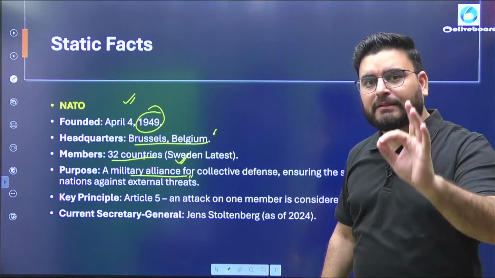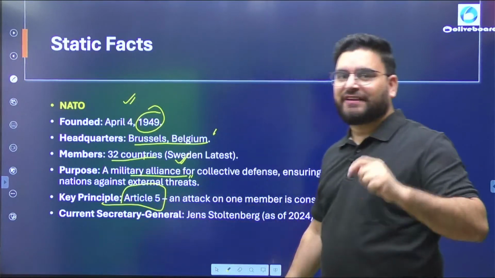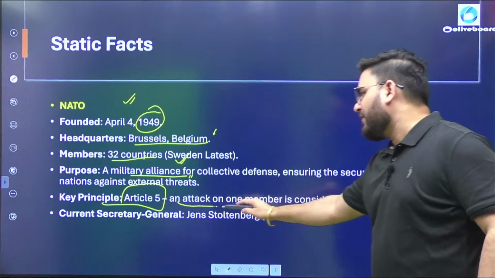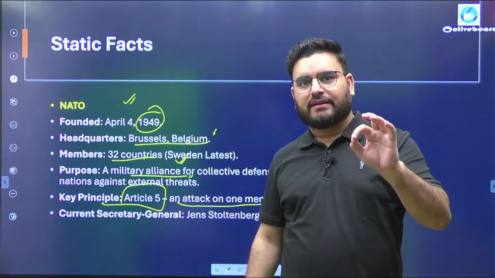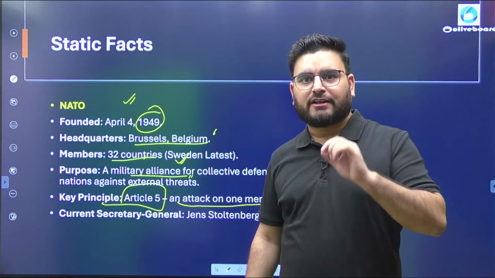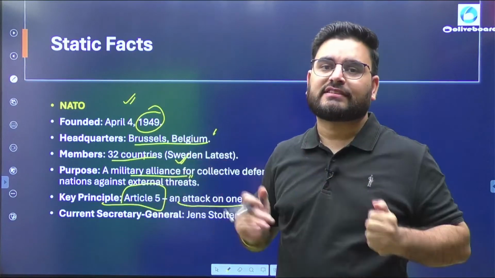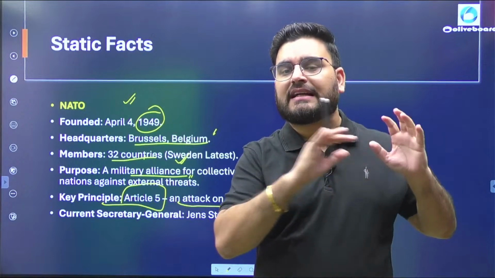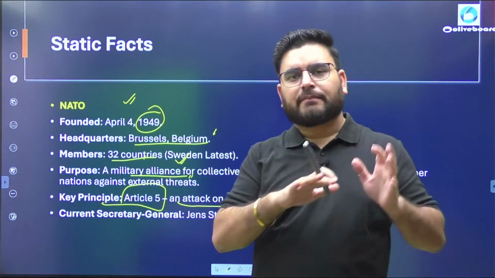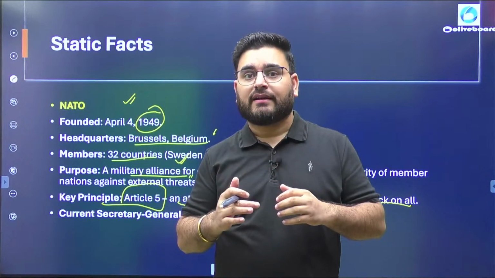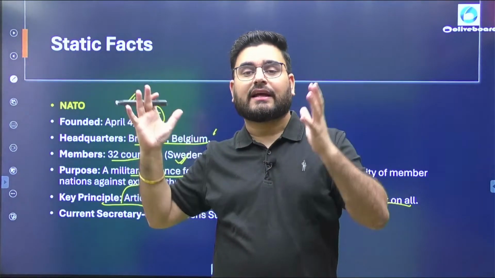It is a military alliance, meaning the sole purpose is safety. It has one key principle mentioned in Article 5. Very interesting: an attack on one member is considered an attack on all. If you attack any one of my members or my family, you are attacking the entire group, and they will come together. This is evident in Ukraine versus Russia. Ukraine has been backed by the NATO nations, the USA, and European nations like Germany and France. They all are coming to support Ukraine. Ukraine is just a small country, and facing Russia, it is a Goliath.